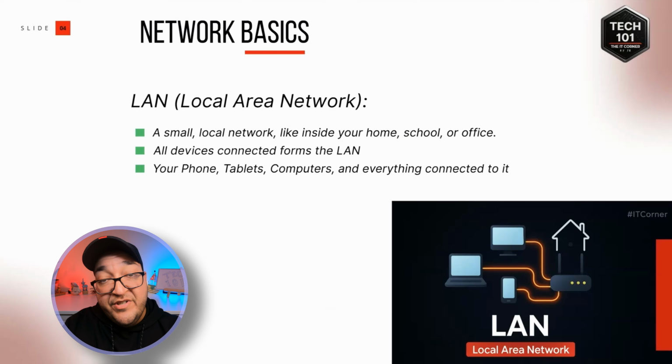Now, let's break this down. Let's talk about how computers actually talk to each other. At its core, a network is just a group of connected devices that share information. And in IT, there are a few main types of networks you'll hear about all the time. A LAN is short for local area network. You can think of this as your digital neighborhood: everything inside your home, office, or classroom that is connected together. Your phone, tablet, and computer all linked to the same Wi-Fi router, forming one small network. That's your LAN. Simple? I hope that makes sense.